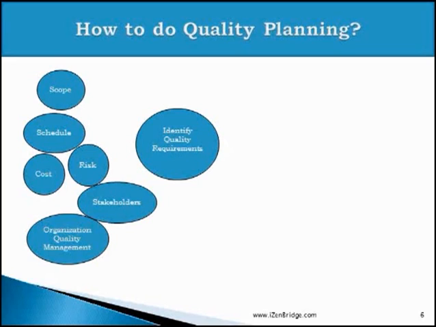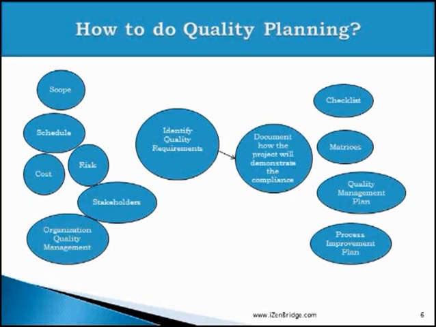So first we identify the quality requirements, and then we document them. We document how this particular project will ensure that the output generated by the project, and the execution activities carried out by the project, conform to the quality requirements. So quality planning is all about documenting how the project will demonstrate compliance. How will my project say that this deliverable is compliant with the quality requirements? And this documentation is done in various formats.